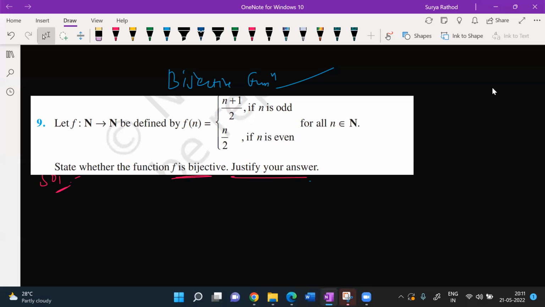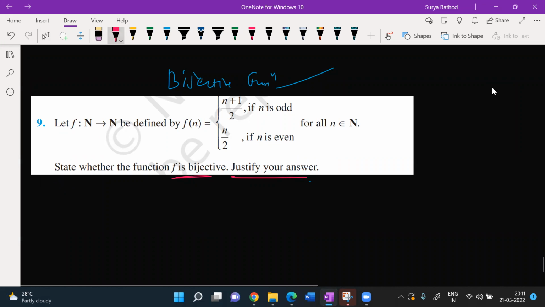Guys, I'm telling you, very good question. This is also. You have to state whether it's a bijective or not. State whether it's a bijective or not is nothing but we have no idea whether it is a bijective function or not. We have to check.